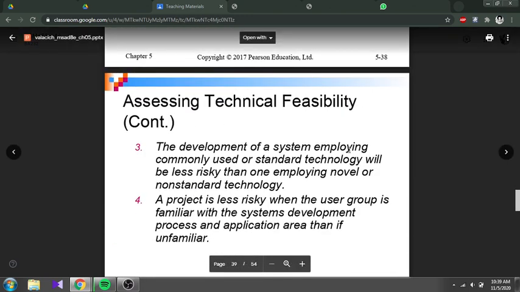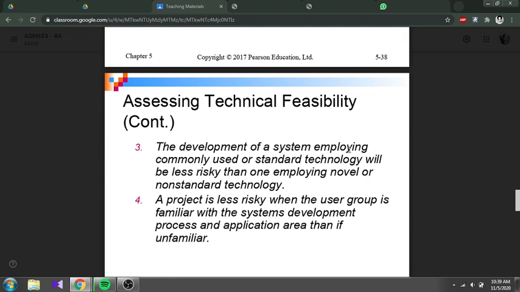And the third one is that development of a system employing commonly used or standard technology will be less risky than one employing novel or non-standard technology. Meaning it's common, so mostly we can hire other people to configure the system anytime, because there are experts. If it is novel, meaning the one and only customized system on our part, then if our side is not capable of handling or tackling the problem, we are in big trouble.